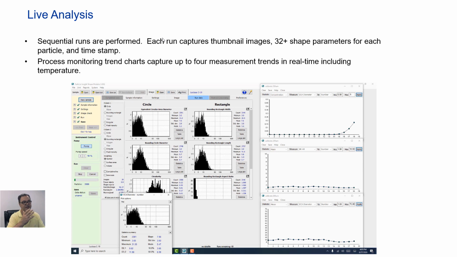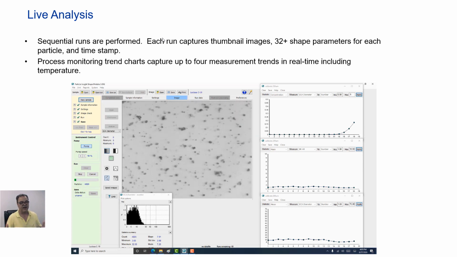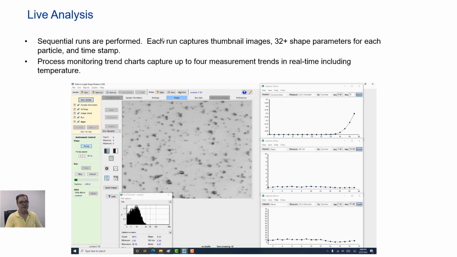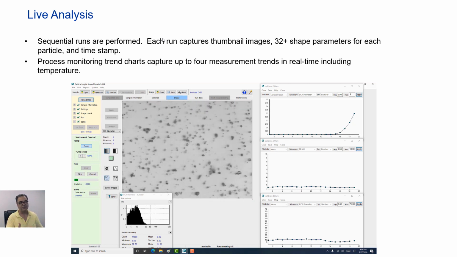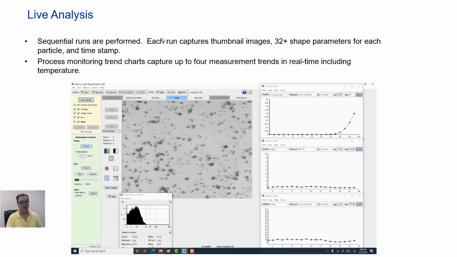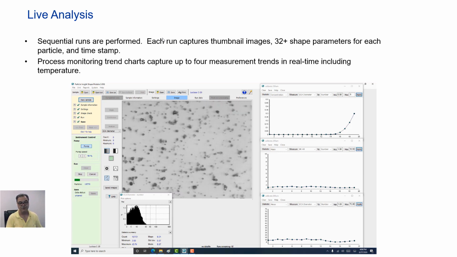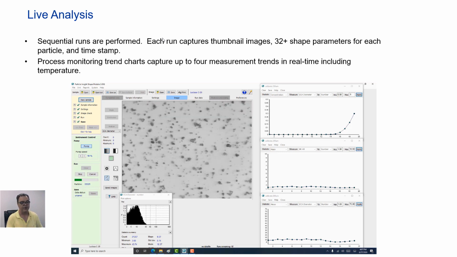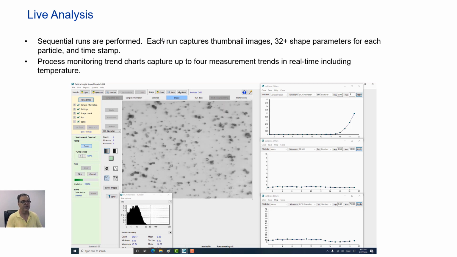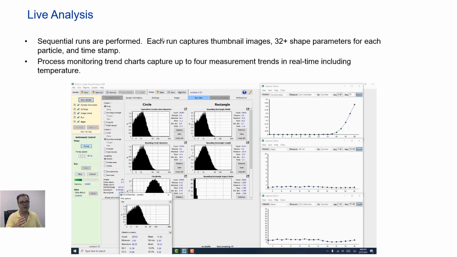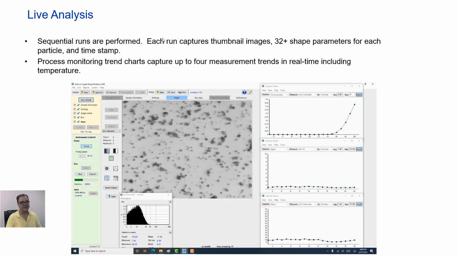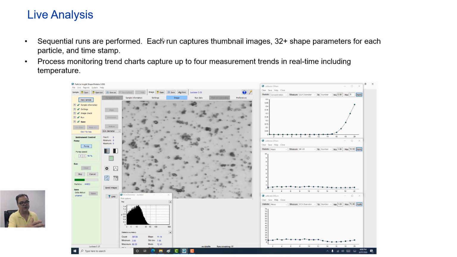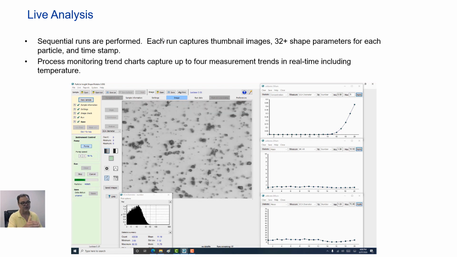Every time there is an analysis done, it's a sequential set of analysis. So for every dot that you see on these trend charts, it's a sequential run. The trend charts capture up to 4 different measurements. One of them, obviously very practical, is temperature, and there's concentration, because the instrument is a number-based instrument, we can give you volumetric concentration. So we'll see the concentration increasing as we also see the size increasing as the temperature decreases. So the trend charts show the changes over time.